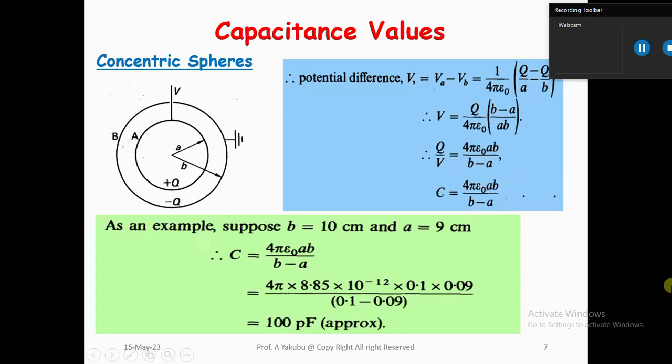calculate the capacitance. For example, suppose B is 10 centimeter and A is 9 centimeter. In this circle, A here is 9 centimeter, while B is 10 centimeter. Plug that into this equation. You are going to have 4 pi E naught AB. So 4 pi E naught, the value of the permittivity 8.85 times 10 to the minus 12 farad per meter, times 0.1, the B, divided by 100, gives 0.1. A, 9 centimeter divided by 100, 0.09, divided by B, 0.1 minus 0.09, and you do your calculations, you are going to have about 100 picofarad.